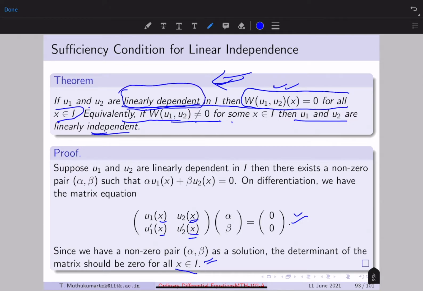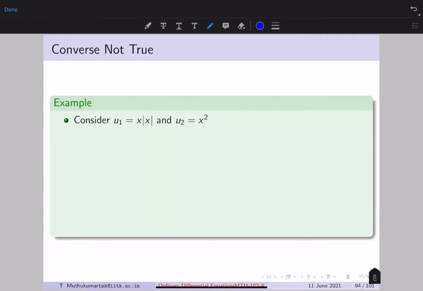And that's an example that we are giving here. Let's take these two functions, u1 which is x mod x, that is x times absolute value of x, and u2 which is x square. In fact, they are more or less the same, because x square is x times x, whereas this is x times mod x. The only difference is that here you are always multiplying by a positive function, whereas here you are multiplying with the same sign.